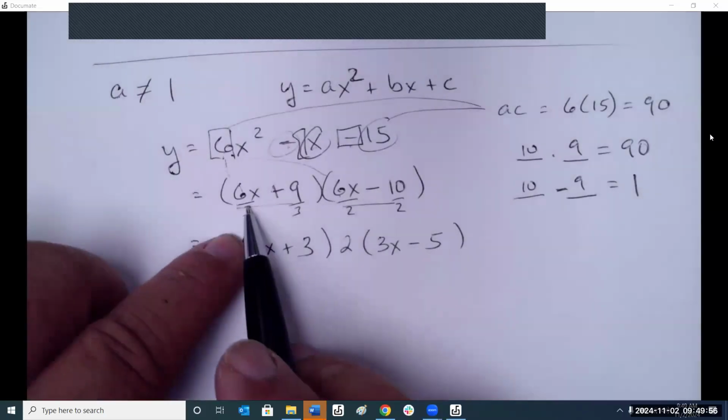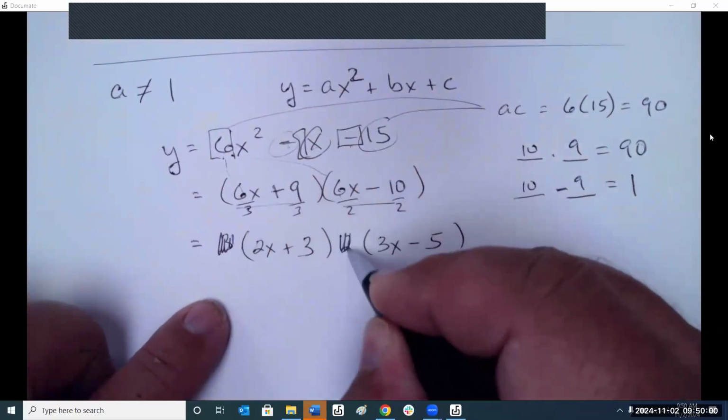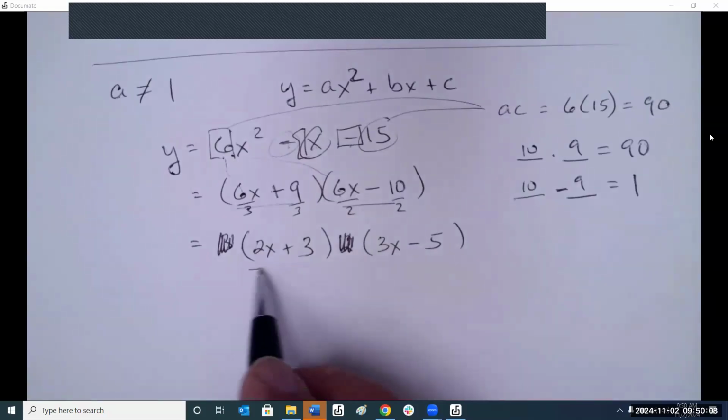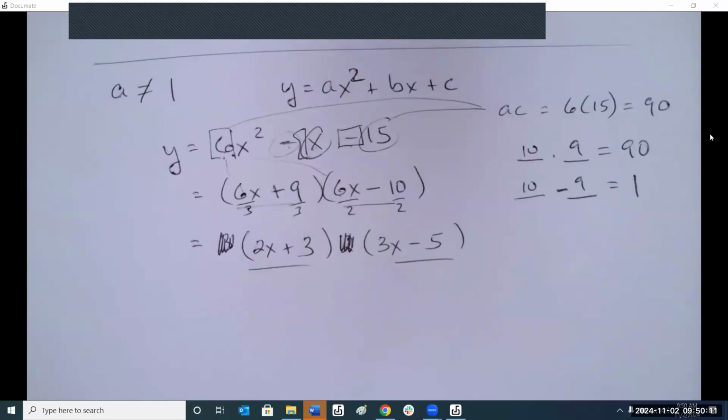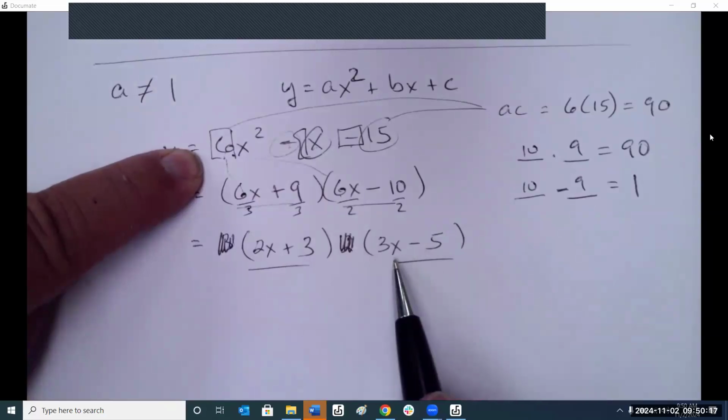Once I have those, I factor out both of those. Whatever I factor out, erase, because those are what was common in both of those to begin with. We don't need those anymore. These are your factors. So this equation factors down to 2x plus 3, 3x minus 5.